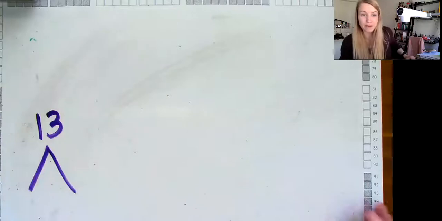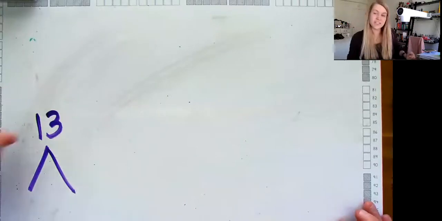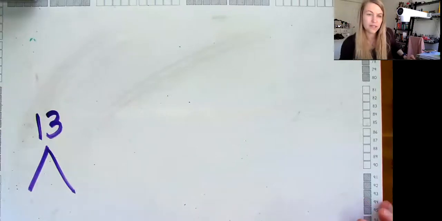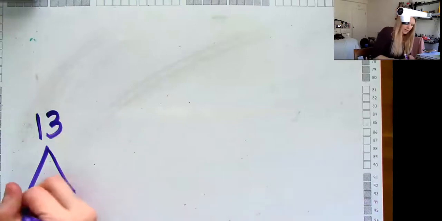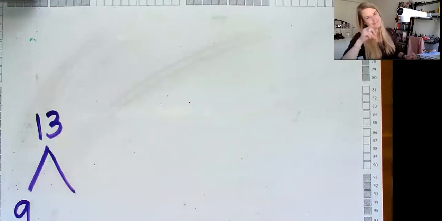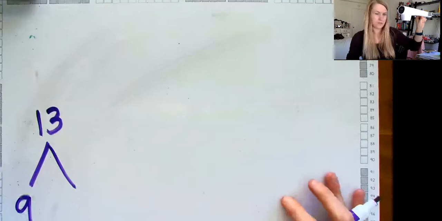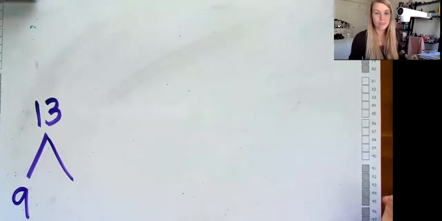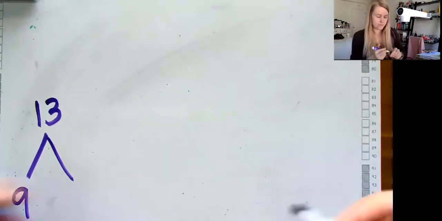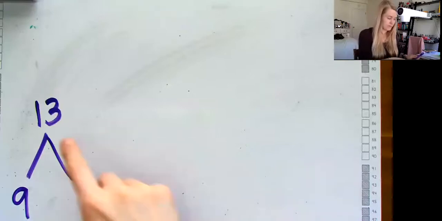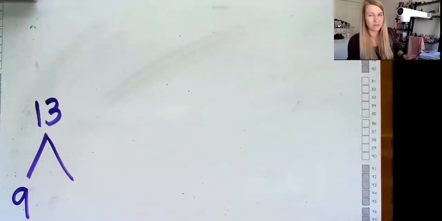So I'm giving you the math mountain. I've got 13 as the top, 13 is my whole, and one part is 9. So what I want you to do is pause the video. You're going to first solve and figure out what the other part is, and then you need to write the 4 fact family equations. Go!